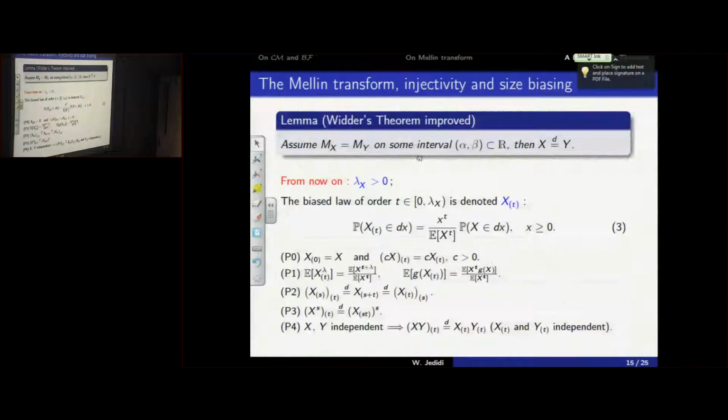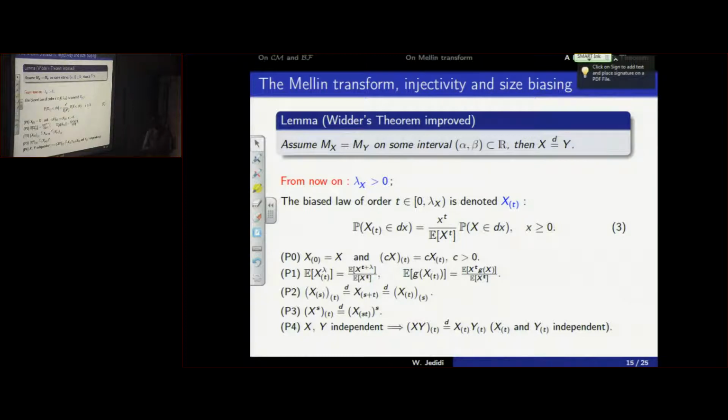And we need some formalism, and we also need to improve some results. Widder, 1940, proved that if the Mellin transforms of two distributions coincide on some complex band, with extremities alpha and beta, you understand, then necessarily the two distributions are equal. We start by improving this result. It's enough to check that the two Mellin transforms coincide on a small interval. You don't need to go to complex bands.